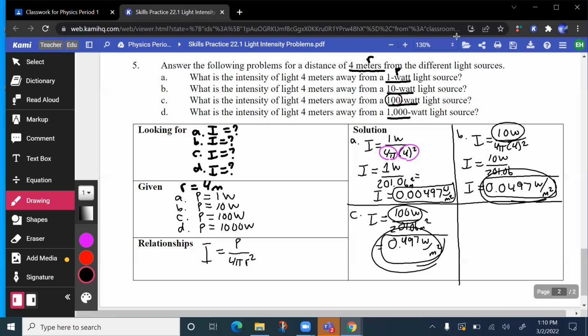Okay, and then finally, part D, our light intensity is going to be 1,000 watts divided by our 4 pi r squared, which is 201.06 in this example, square meters. And if you're following the model here, every single answer for B, C, and D is 10 times larger than the original. So our answer should end up being 4.97. If we put that in the calculator, 1,000 divided by 201.06, sure enough, we get 4.97 watts per square meter.